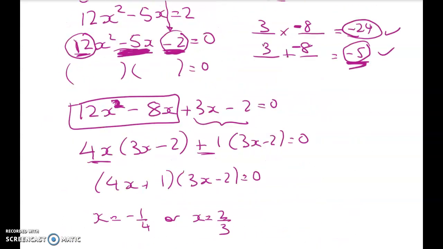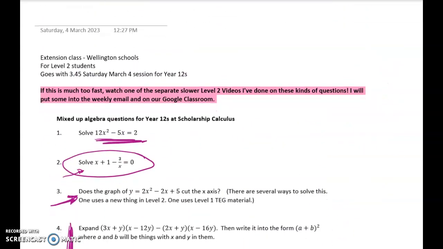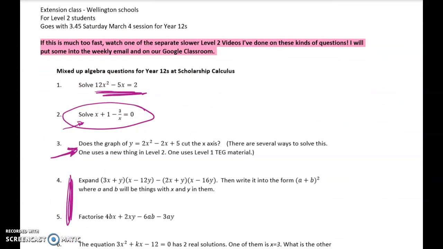Right, let's have a look at number 3. So there are 2 ways to do this one. Does the graph of this cut the x-axis? And I've just very quickly told you about this thing called the discriminant. Is it like this, is it like this, or is it like this? So the first and very fast way to do this is to use the discriminant. And the other way to do it is to look at it graphically by completing the square on it.